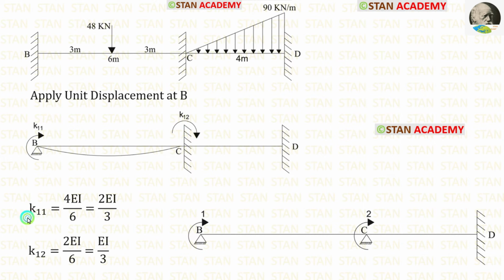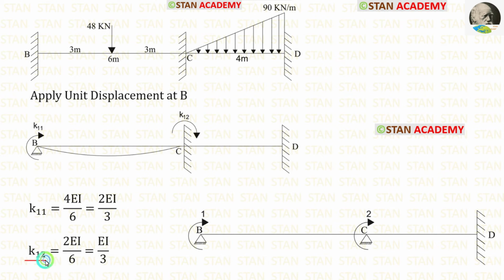Now let us calculate K11. For that, from point B, we have to look on both sides. On the left side there is nothing. On the right side there is a fixed support. If the far end is fixed, the formula for stiffness is 4EI upon L. Length of BC is 6. Let us apply that. Finally, for K11, we are getting 2EI upon 3.